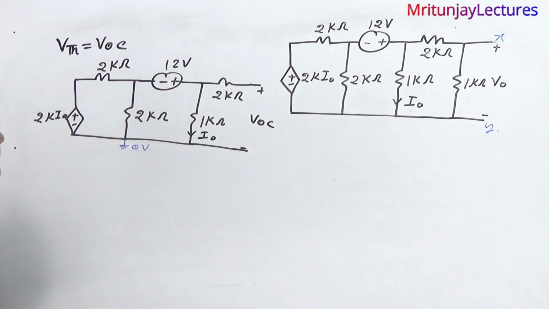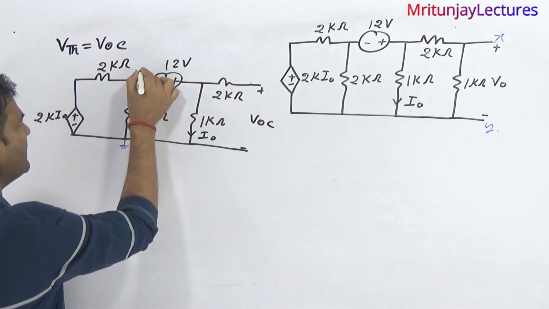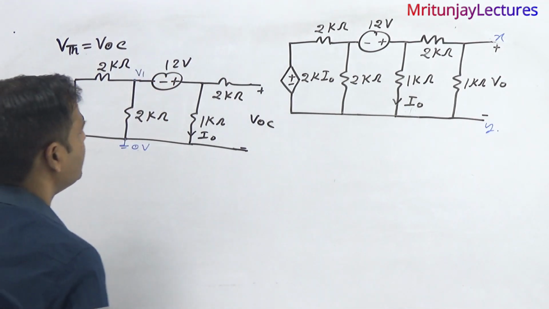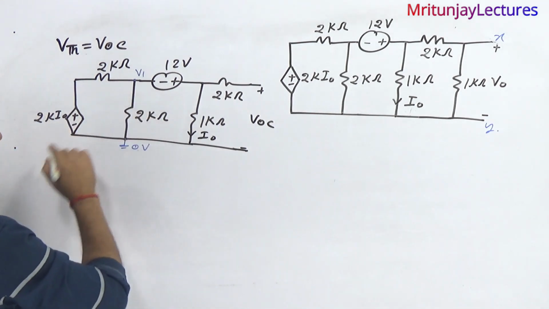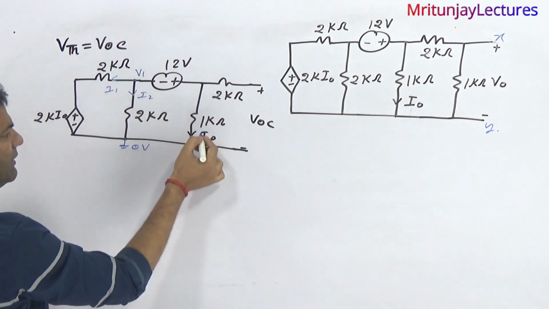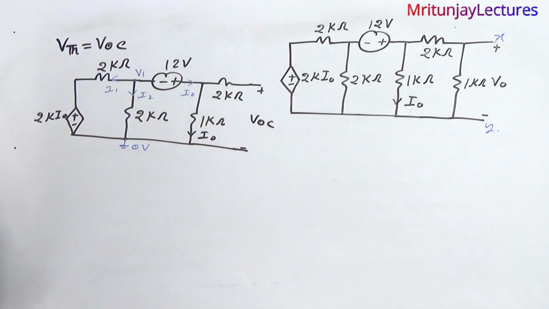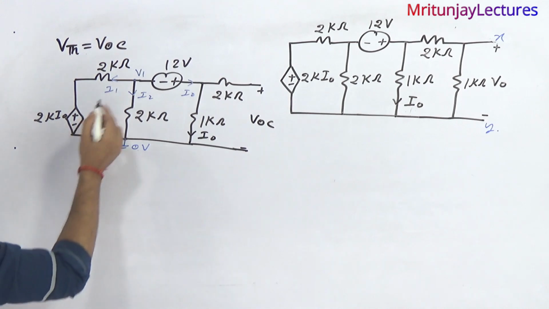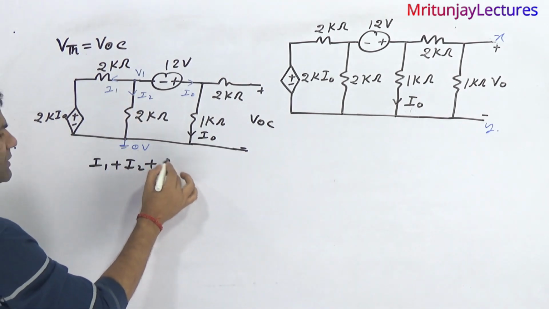So first of all, we have considered this one as a reference node, that is 0 voltage. Clear? And this one is V1. This is 0 and that is V1, and this is I1, here I2, and here I naught is also going on in this branch. So apply KCL at that node, then we get I1 plus I2 plus I naught.